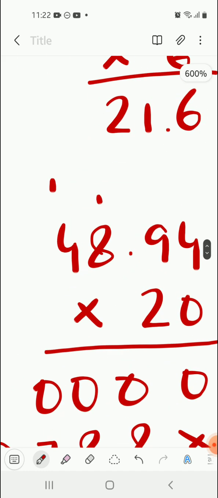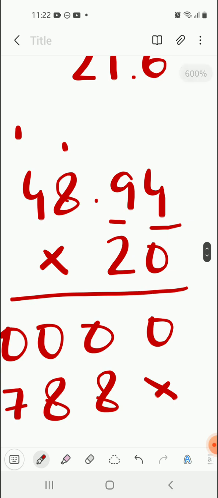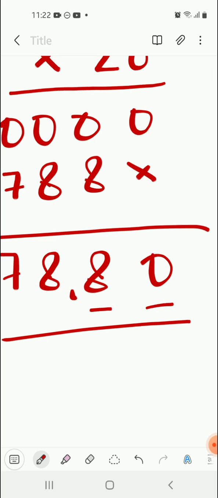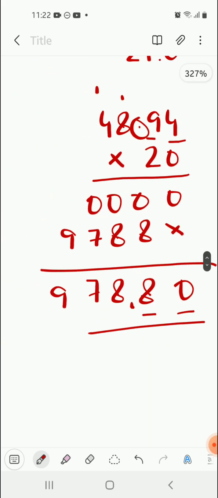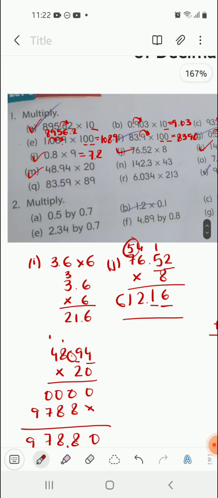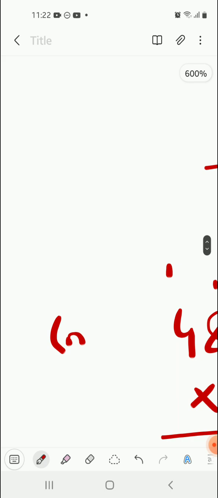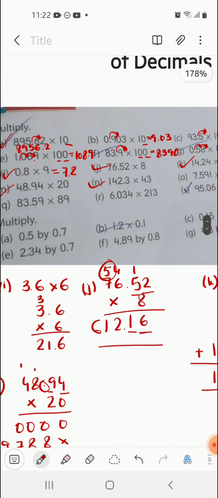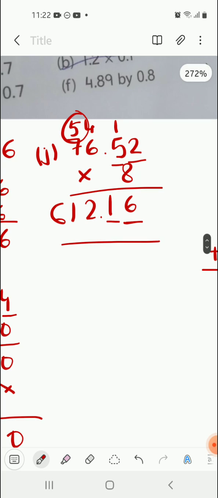Now you can see the decimal place is 2 because there are two digits after the decimal point. So we will continue the same thing here. Insert a decimal point here so that the decimal place is 2 in the answer as well. So we are done with this. So this was number M. Moving on to the next question, that is N. 142.3 into 43.